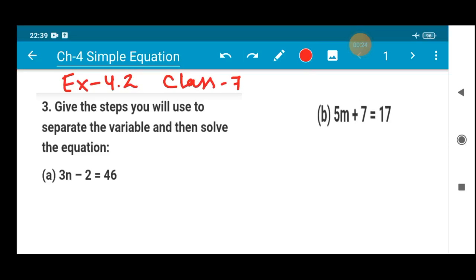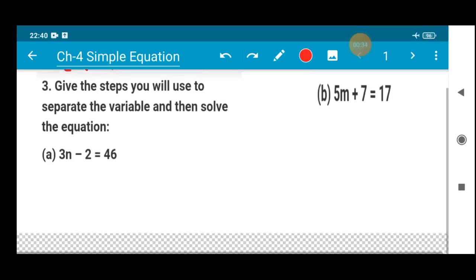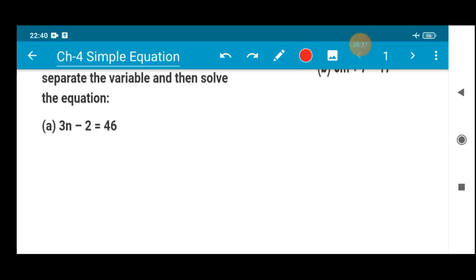So basically I would like to say that it is a combination of question number 1 and 2. If you have got the clear cut concept about 1 and 2, then you will not face any problem in solving this question number 3. Okay, so first of all we have to separate the variable, that is, we have to make the variable alone.